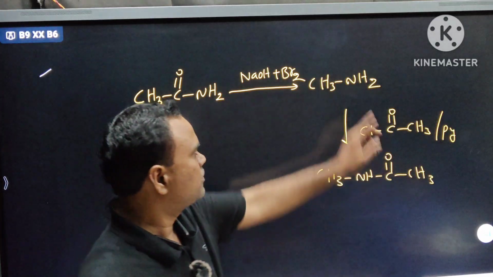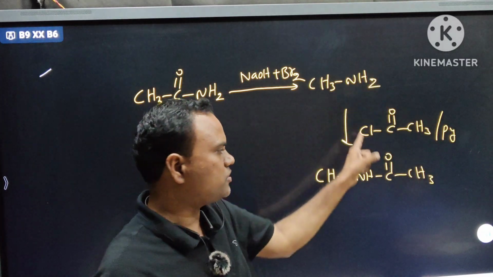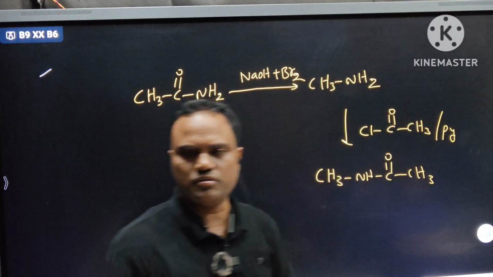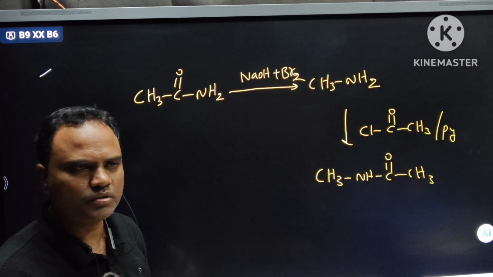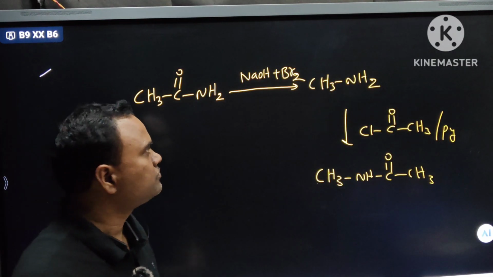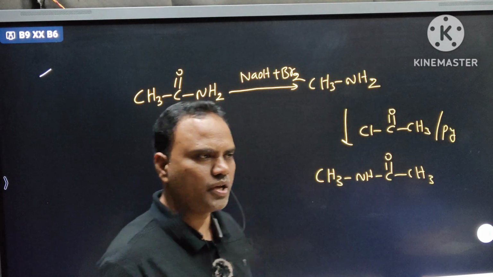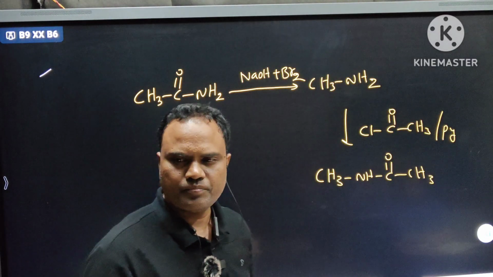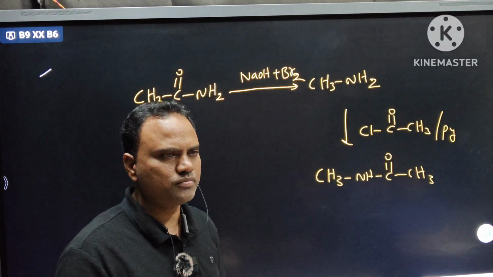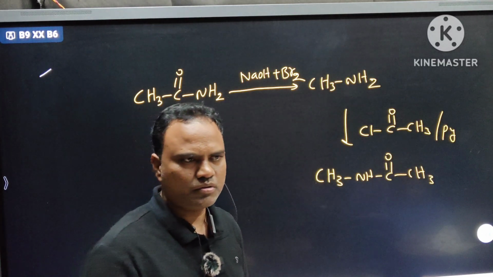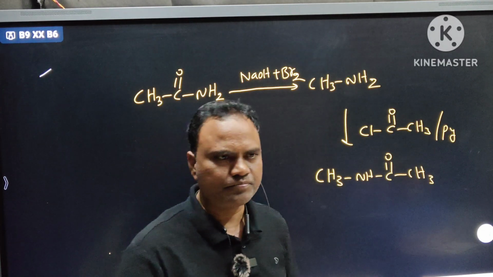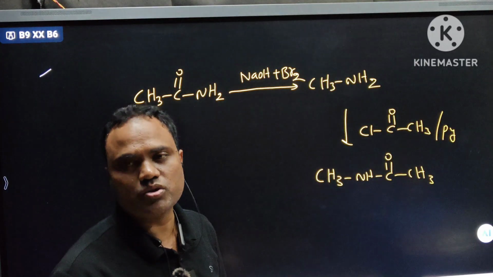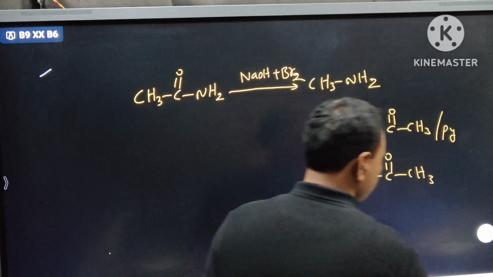Pyridine. Two hydrogens are there. One hydrogen and chlorine both are eliminated. This group joins to nitrogen. Okay. Conversion type questions. Acetylation. Next, benzoylation. What is benzoylation? Introduction of benzoyl group.